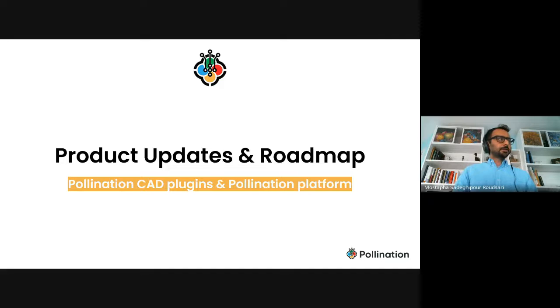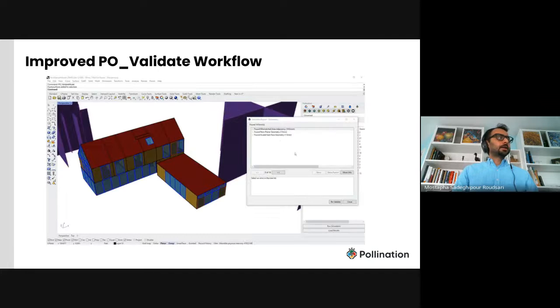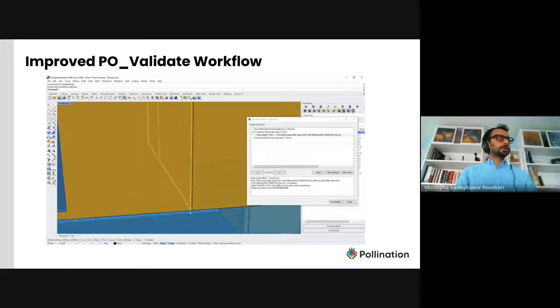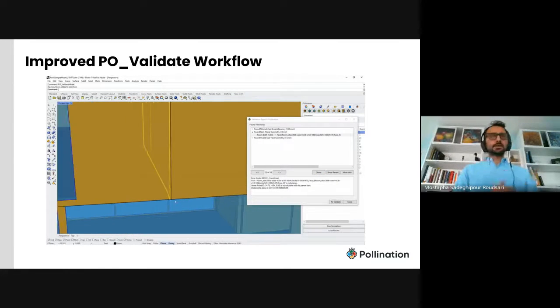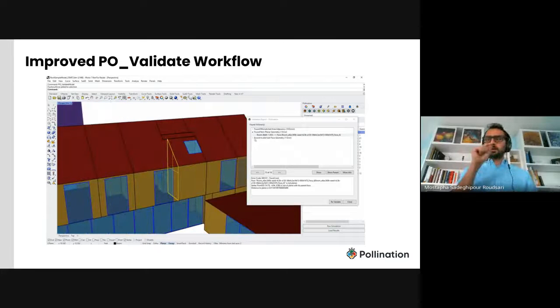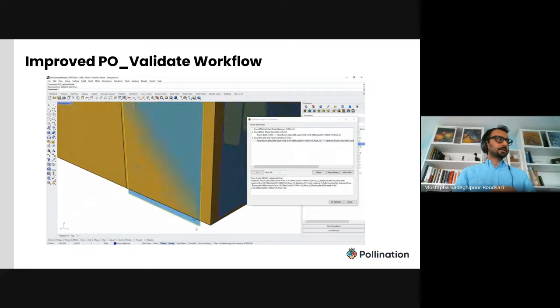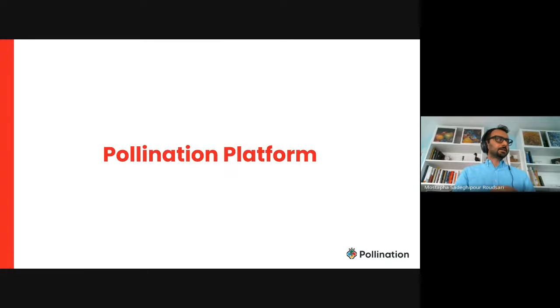What are the product updates? Rhino plugin, we improved the validate workflow, and we'll show it today. So now, instead of getting only the error messages, you can click, and it shows you where the validation error happens. We also added a web page that says what every validation error is. Again, we'll show it today.